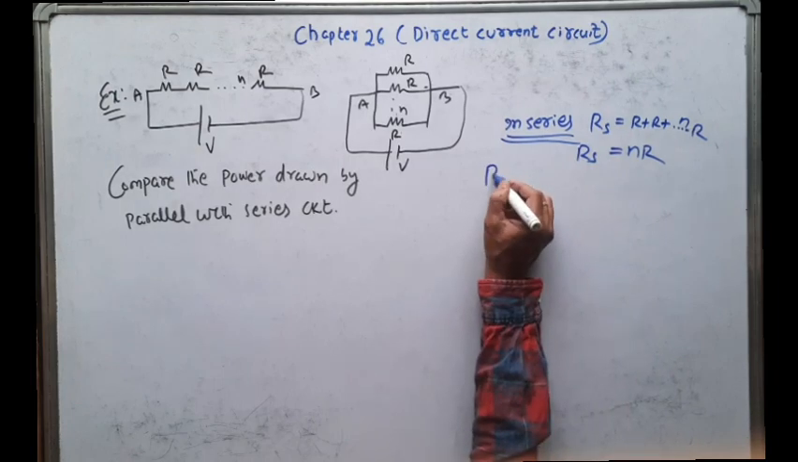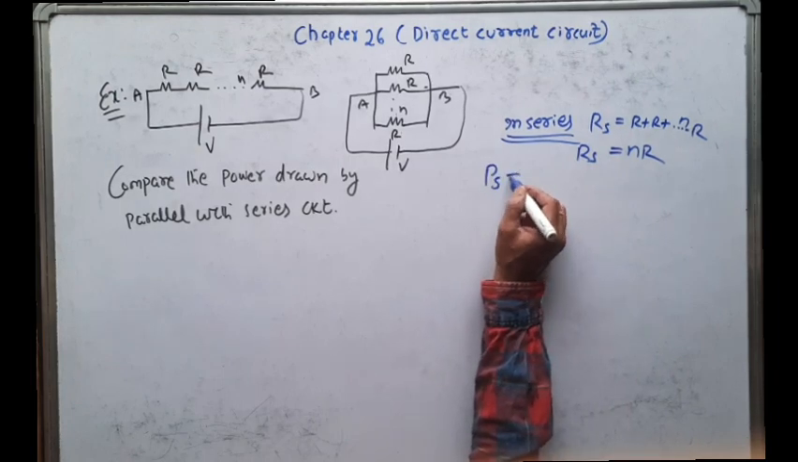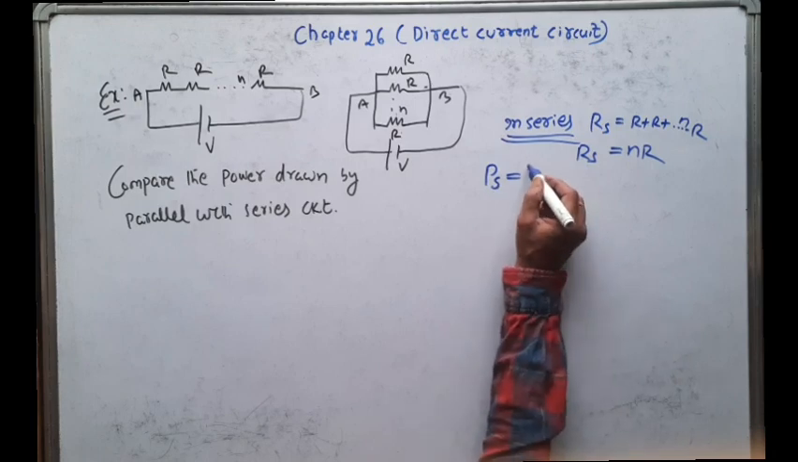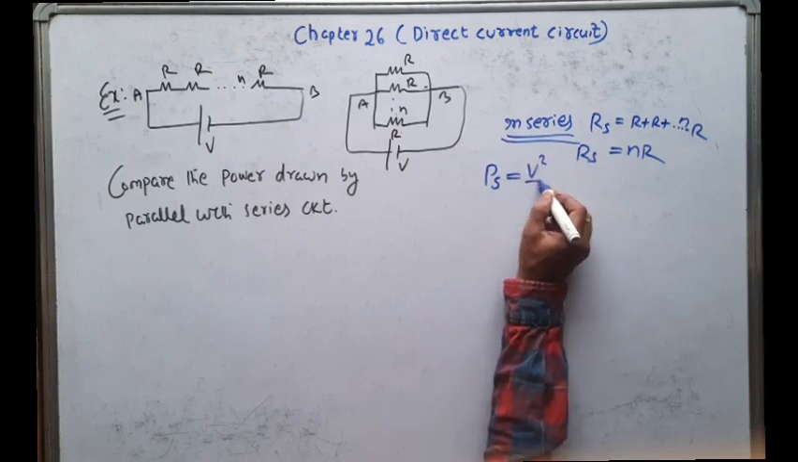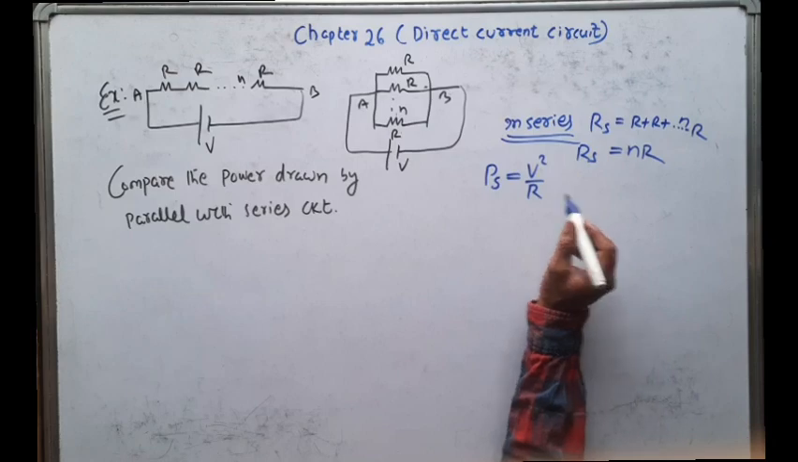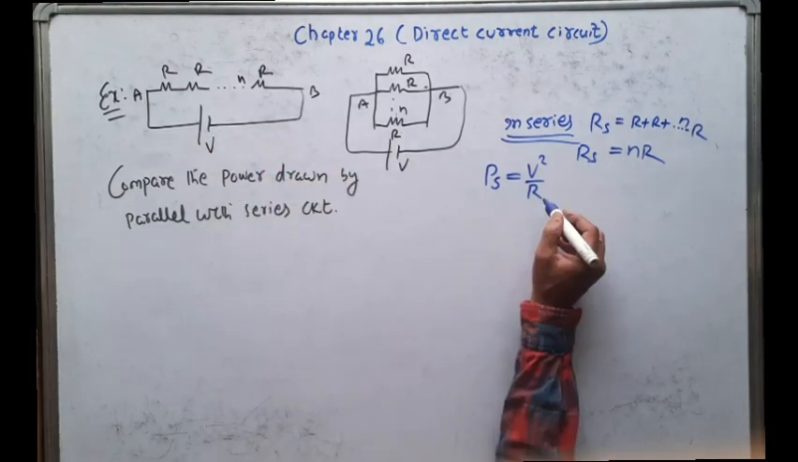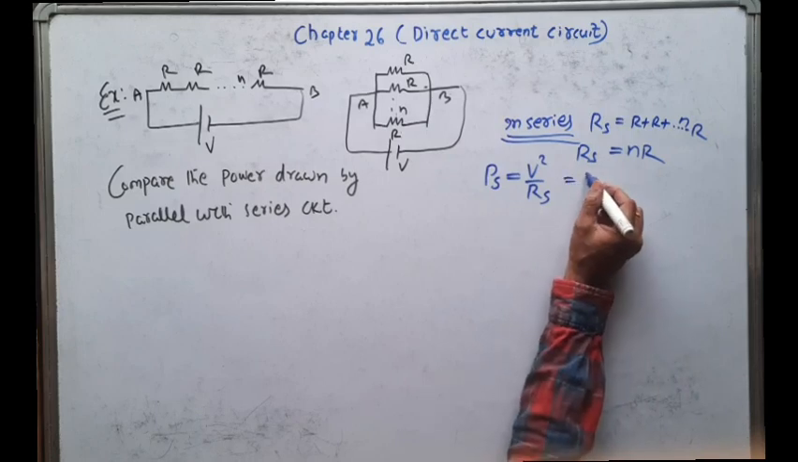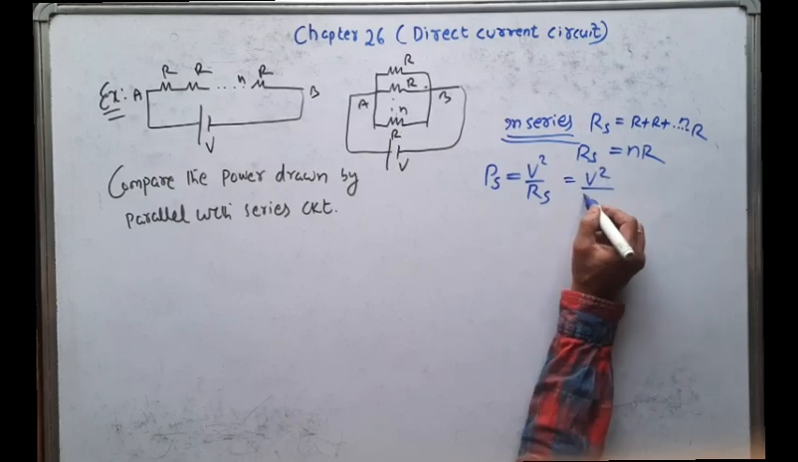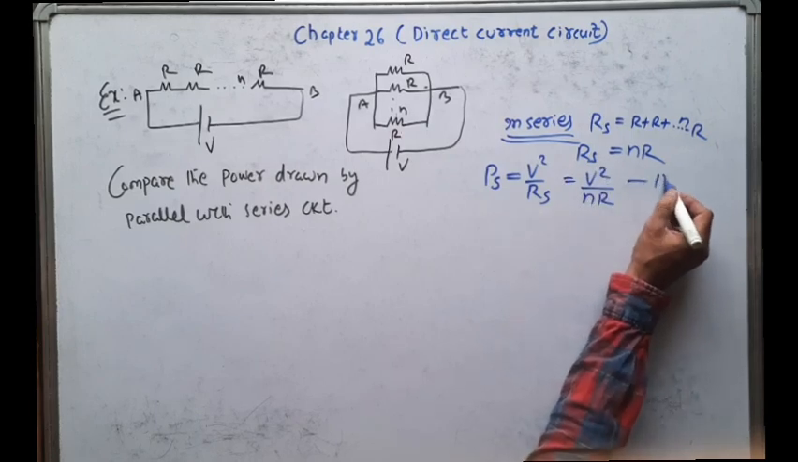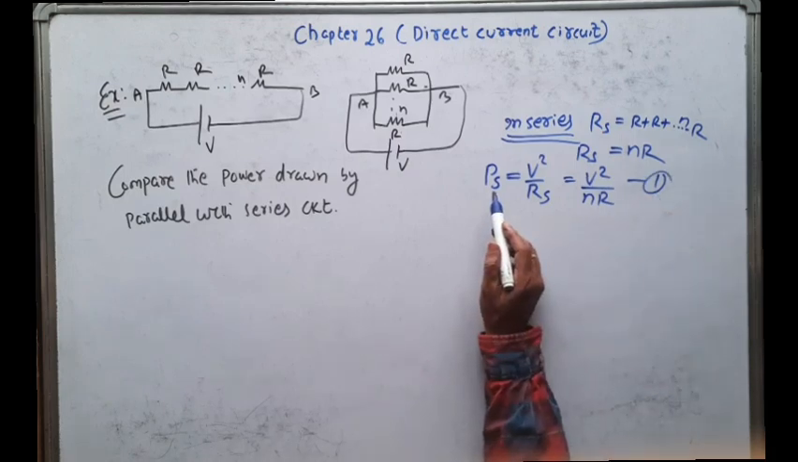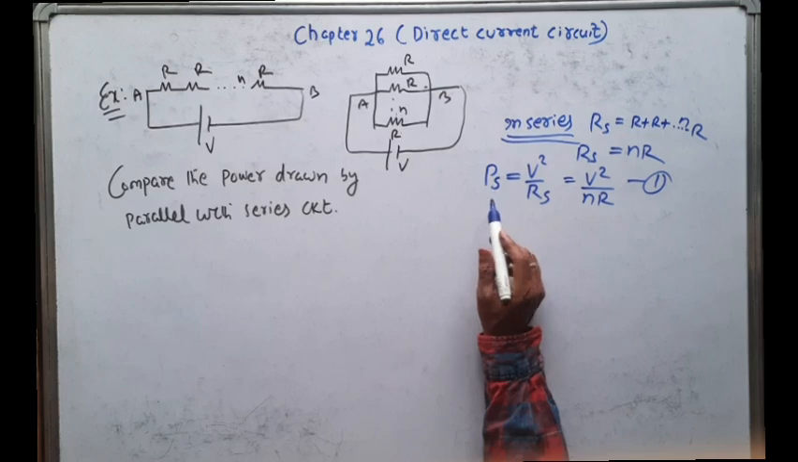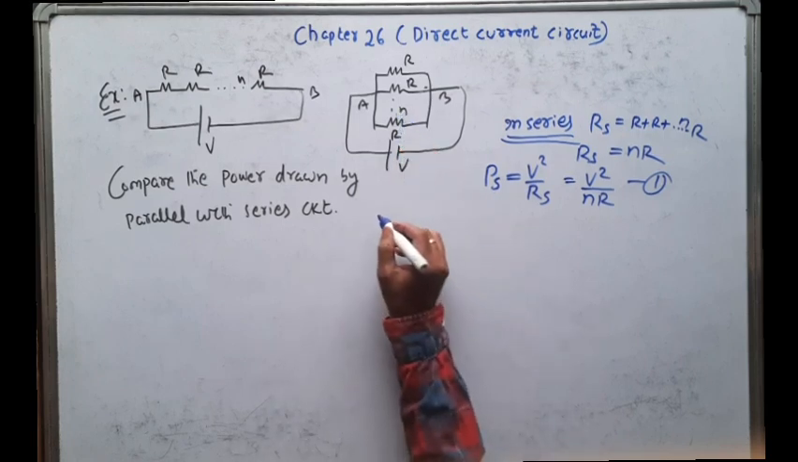Then what is the power consumed by all the resistances in series connection? Power is nothing but V square by R. This is the general formula. So here the voltage is V, and what is the total resistance of the series combination? RS. So that is equal to V square by RS, which is nothing but NR. So this is your equation number 1, the power consumed in the series circuit.